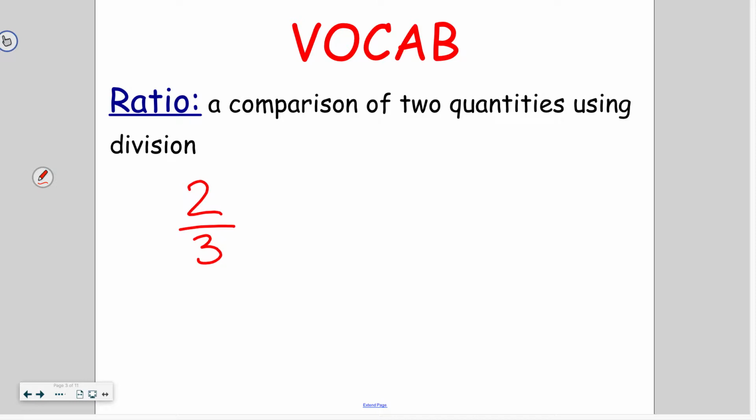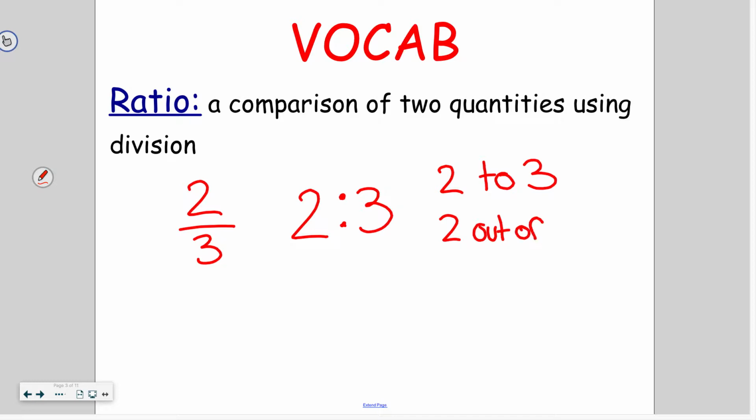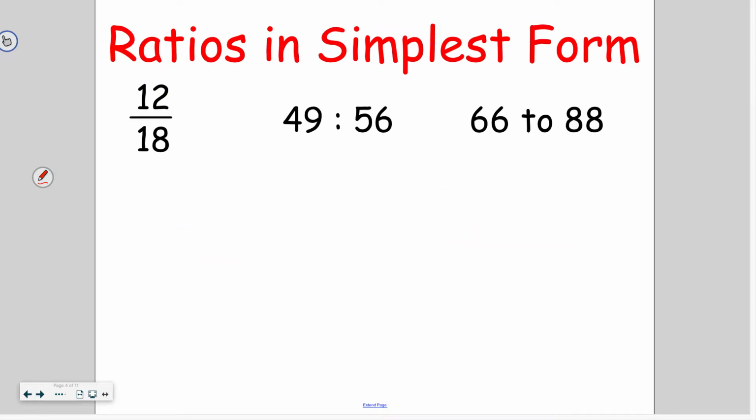The second way you will see it written is with a colon. Again, comparing 2 out of the possible 3. The last way you'll see it written is 2 to 3 or 2 out of 3, written out in an actual format with words. All three of these different methods are expressing the same quantity, saying that it is 2 out of the possible 3 total.